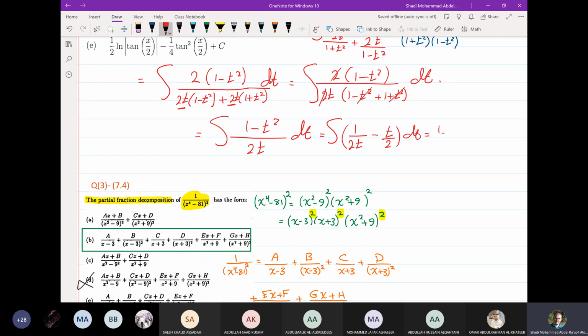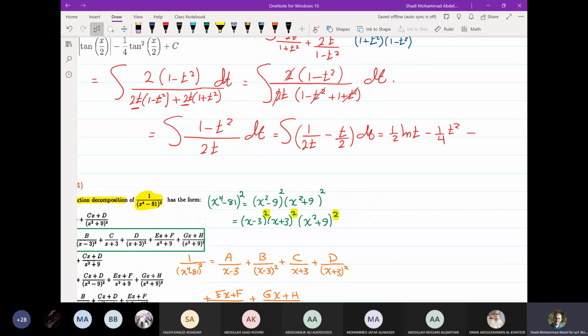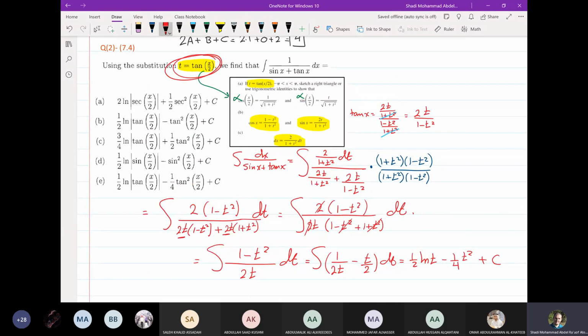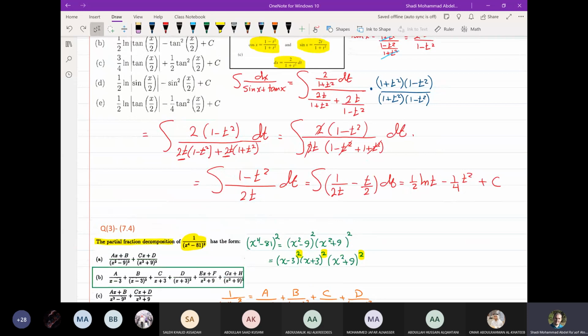So you will get half ln t minus half t square over 2, so it will be 1 over 4, plus c, because it is an indefinite integral. Now, this is my integral, but what is t? From the question, t equals tan x over 2. Because I don't know if t is positive or negative, when I integrate it I have to put the absolute value, right? Then absolute value of t. So substitute back the value of t, which is tan x over 2.